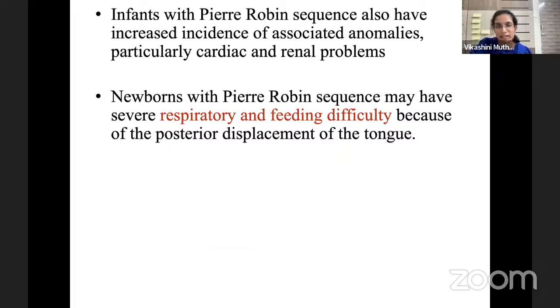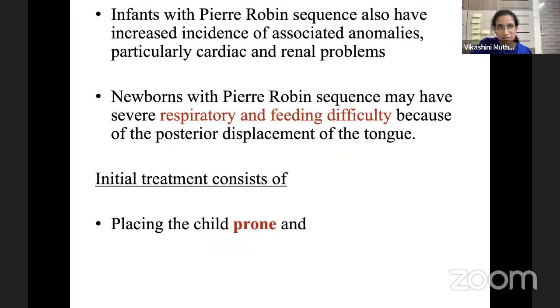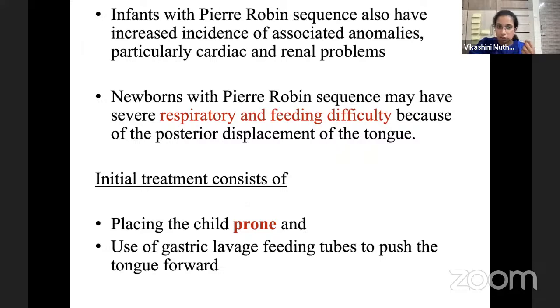Now, coming to the management. What is the initial management? Because of this protrusion, the major problem posed is by the backward placement of the tongue. So the initial management will be placing the child in a prone position. The other initial management includes using a gastric lavage feeding tube that can be used to push the tongue forward, or a nasal airway. All these can be used.